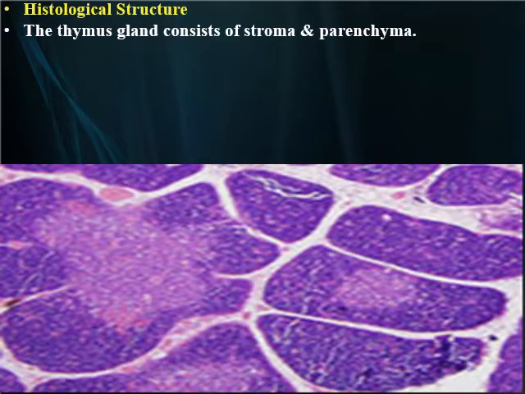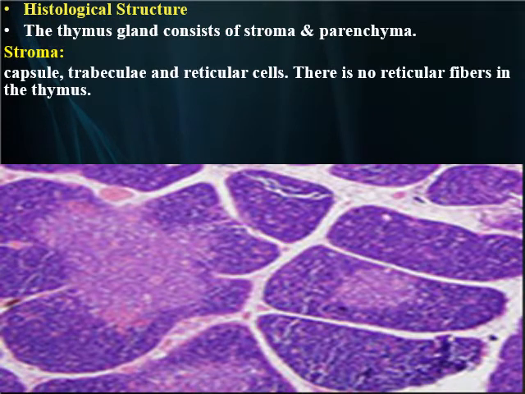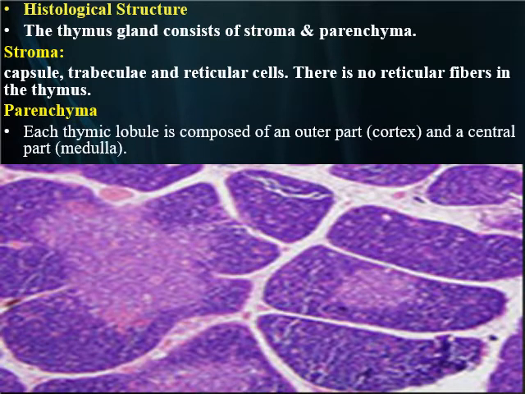Its histological structure is formed also of stroma and parenchyma. This stroma is formed of capsule, trabeculae, and reticular cells. There are no reticular fibers in the thymus gland. The parenchyma is formed of cortex and medulla, similar to the lymph node.